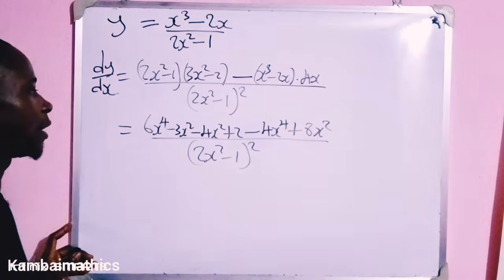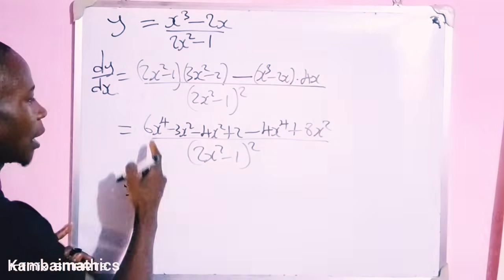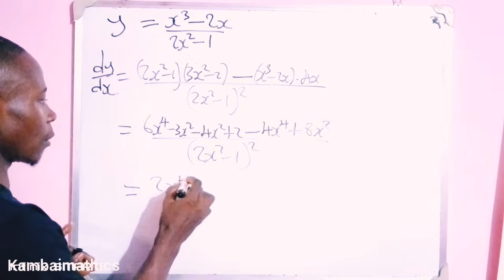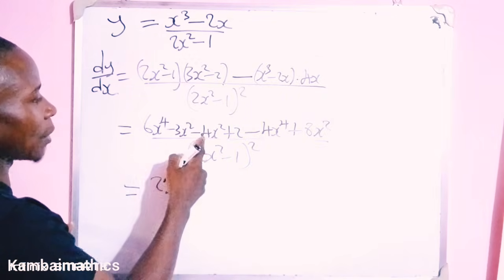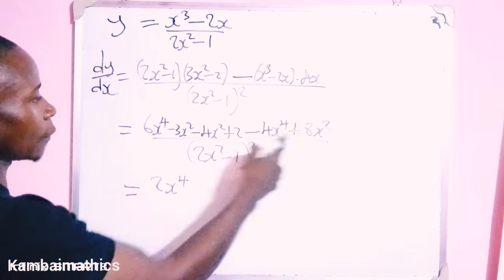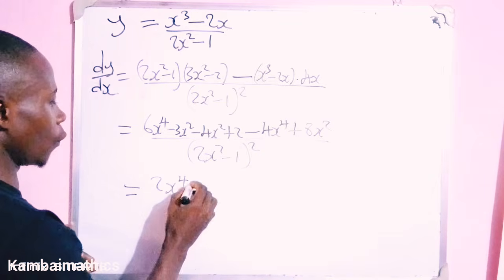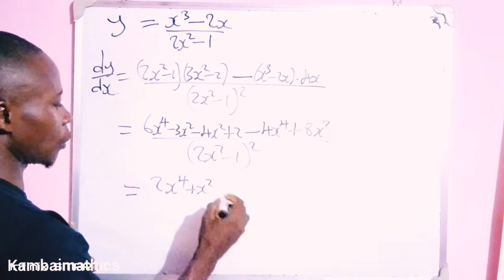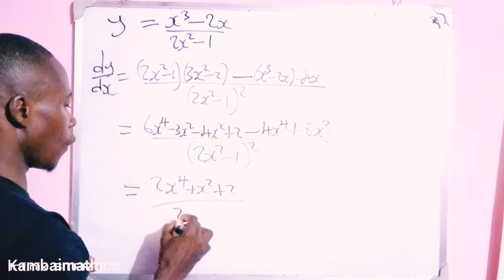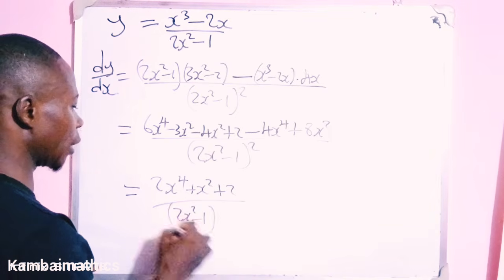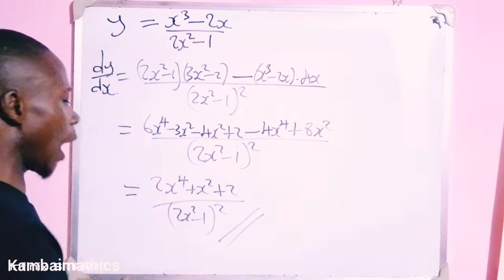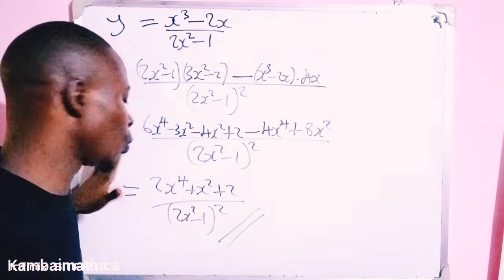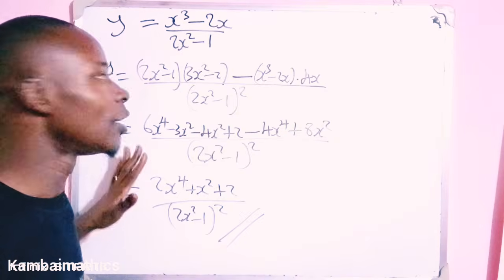So in this case here, this will be the same thing as 6 minus 4, that will give us 2x raised to the power of 4. And then minus this minus 7. Minus 7 plus 8 will give us definitely plus x raised to the power of 2. And then we have the constant, which is plus 2, all over (2x squared minus 1) all raised to the power of 2. So this is how we solve problems that have to do with this form. Okay, so this is how we solve this one.